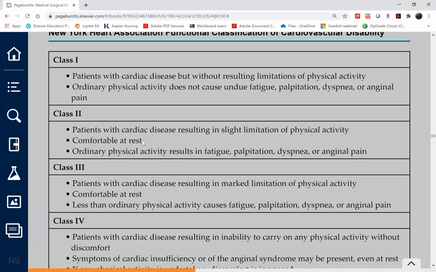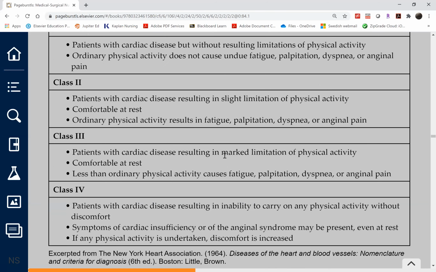So that's class 2. But look at class 3 now. There's now marked limitation of physical activity, comfortable at rest, but at least in class 2, I can do ordinary physical activity. That's when I have symptoms. But here, less than ordinary physical activity causes symptoms already in class 3. So this is what I would memorize, class 2 and class 3 only. Does that help? Yes.